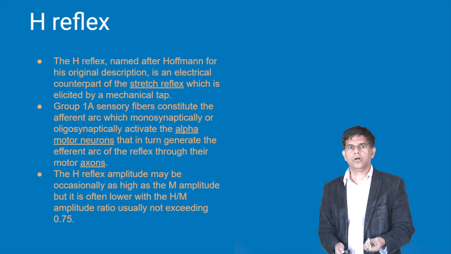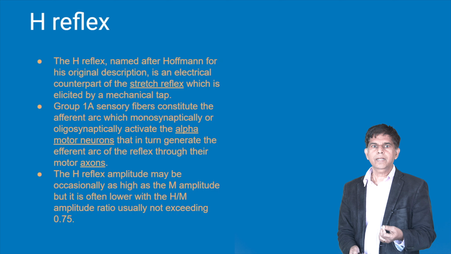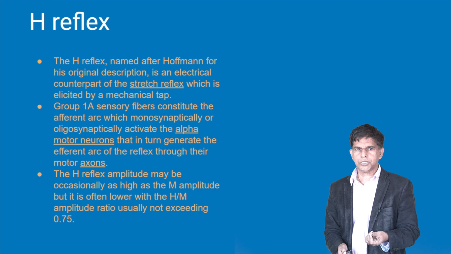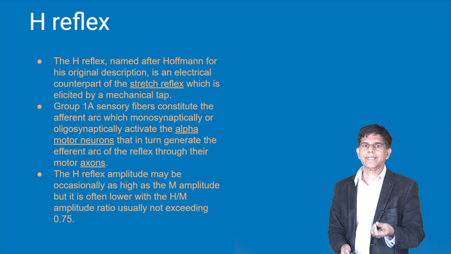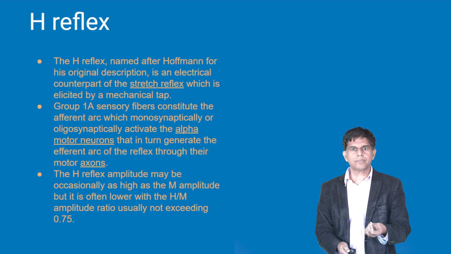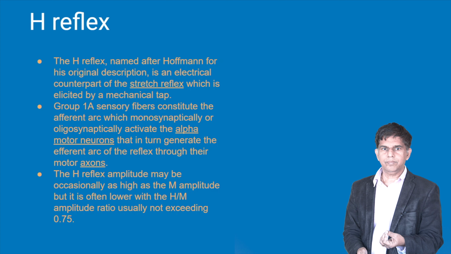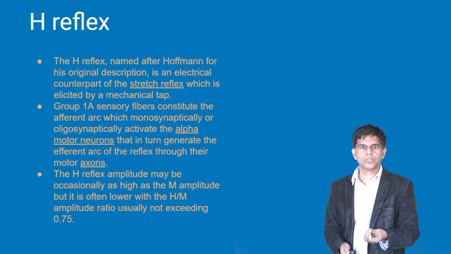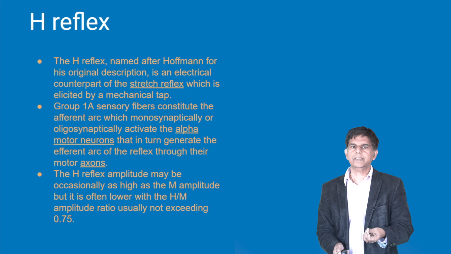It was named after Hoffmann for the original description. It's the electrical counterpart of the stretch reflex, which is elicited by a mechanical tap. Group 1A sensory fibers constitute the afferent arc, which monosynaptically or oligosynaptically activate the alpha motor neuron that in turn generates the efferent arc of the reflex through the motor axons. Okay, so the H reflex is very important. H reflex amplitude may occasionally be as high as the M amplitude, but it's often lower. Remember, H reflex can be absent in the initial stages.